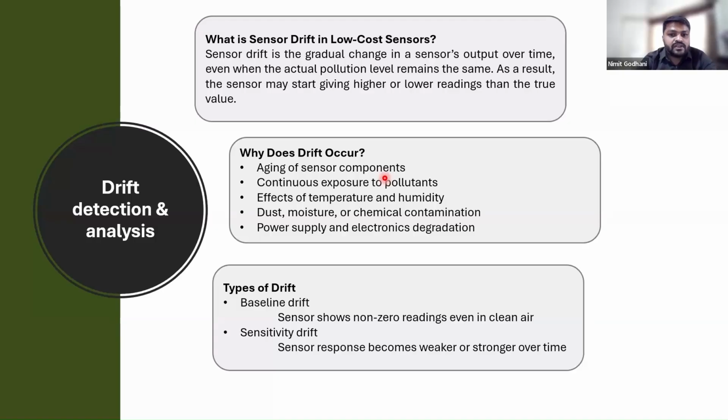Dust, moisture, and chemical contaminations. We all know that all kinds of chemicals and other pollutants in the atmosphere will affect the sensor. Sometimes they also deposit on the detectors, so the detection capability of the detector will decrease, and it will give you inaccurate results.